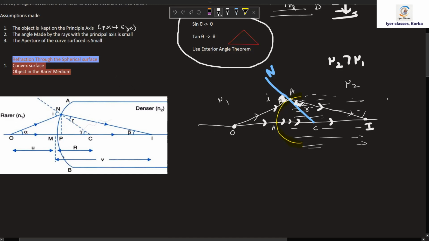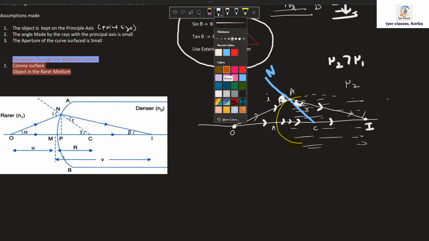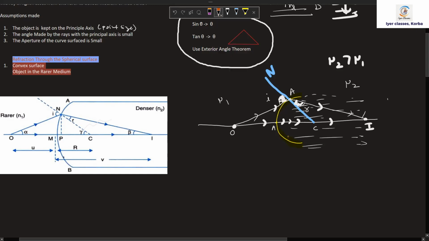Okay, now I'm going to do the derivation. I'll be doing all the rough work here in this diagram, and then I'll be using a cleaner diagram for the derivation. So I am going to do some constructions out here. The first is, in all the books, the angle between the incident ray and the principal axis. This is the principal axis, right? And this is the incident ray. This angle is taken as alpha.